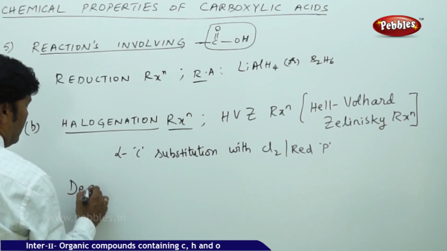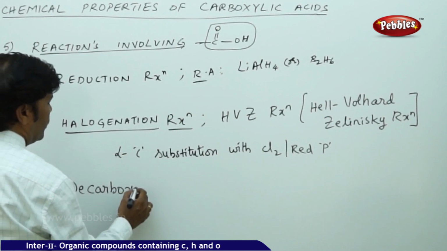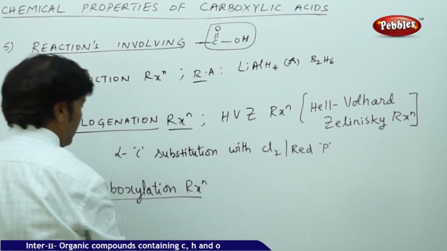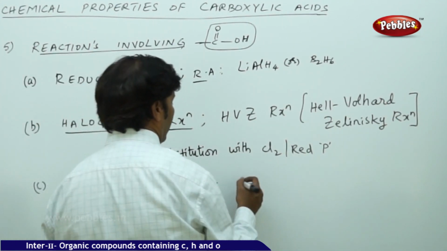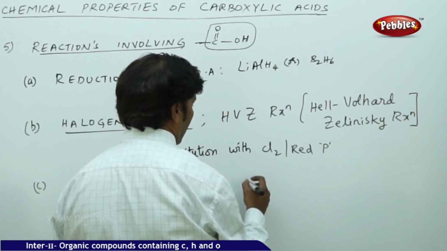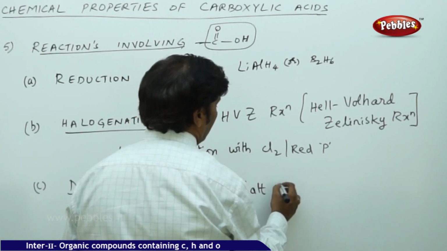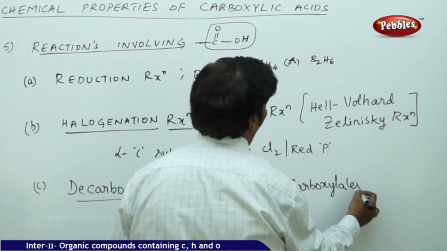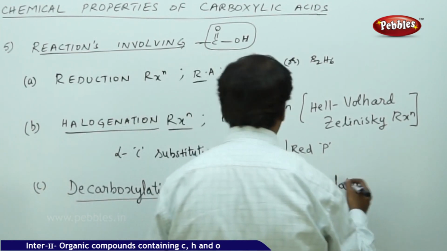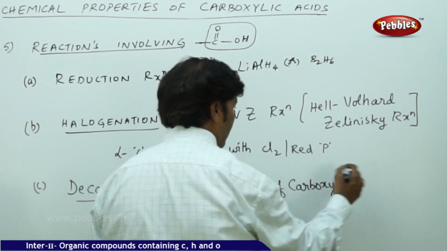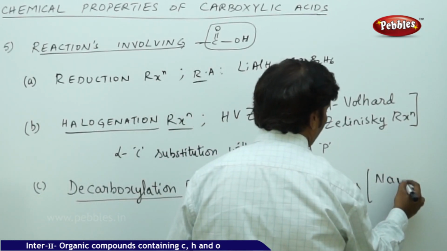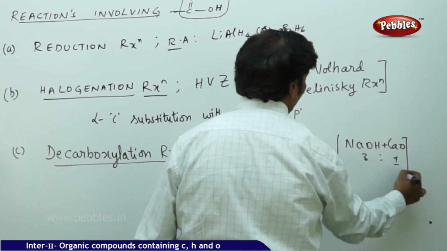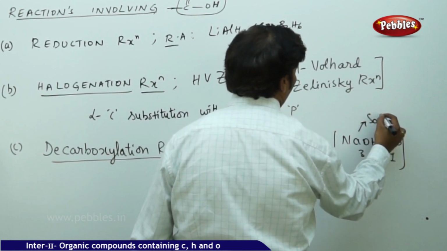Third is the decarboxylation reaction of carboxylates, salts of carboxylates. Here the decarboxylating agent is NaOH plus calcium oxide in 3:1 ratio. We call this soda lime.